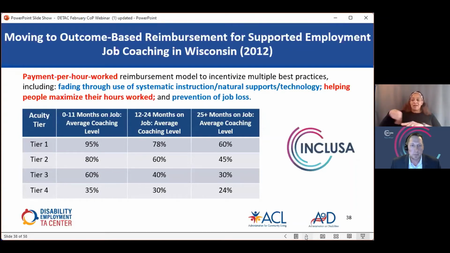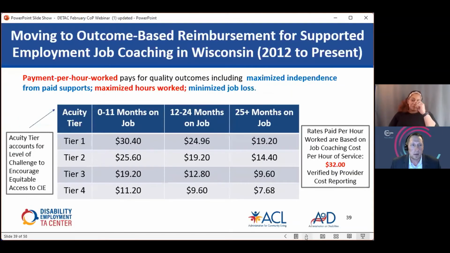Next slide, please. And over time, we recognized we needed to modify what we were paying providers and create some consistency. So as we've grown and expanded this, we've been able to continue to look at the contracted rate on which we base our coaching costs, based on the quality of outcomes and being able to recruit really high quality supported employment job coaches.